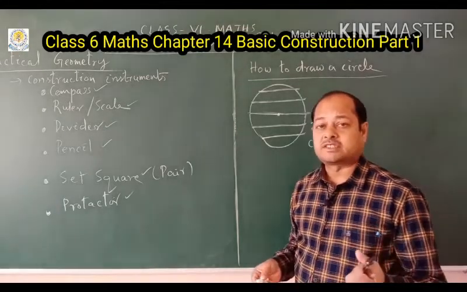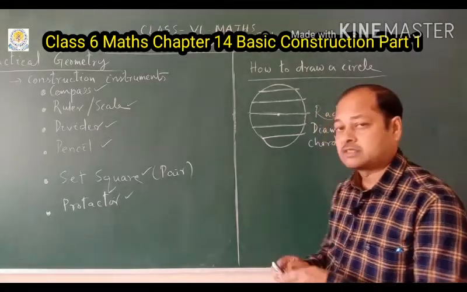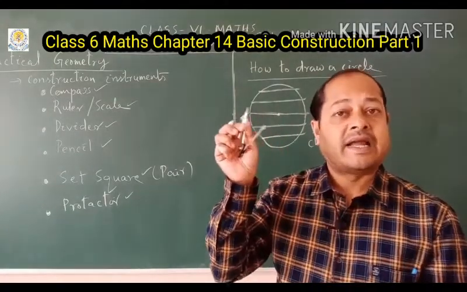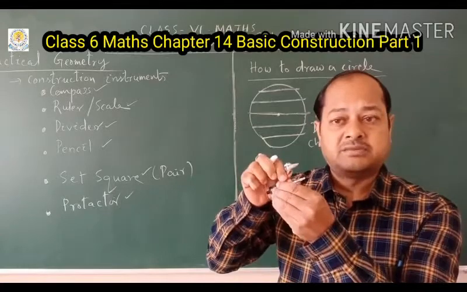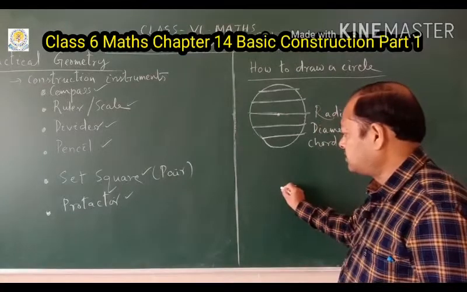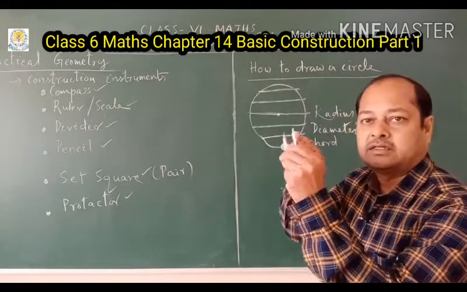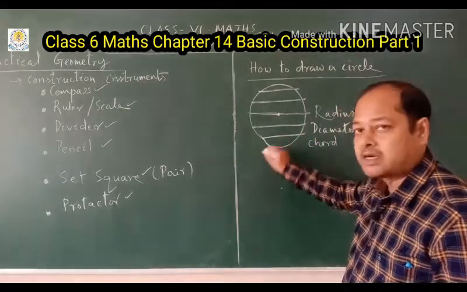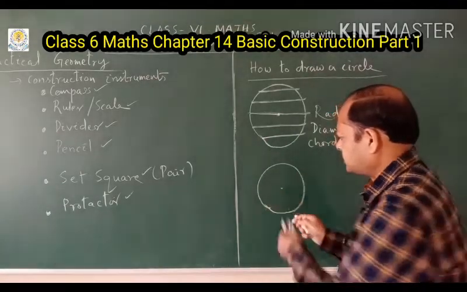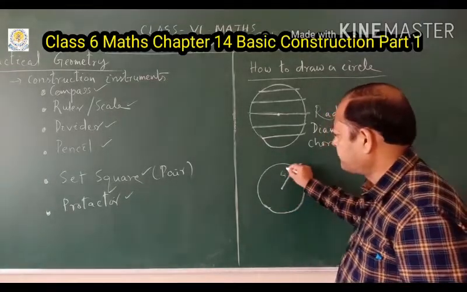Suppose a question is asking to draw a circle of 5 centimeter. First of all, with the help of a compass and a scale or ruler, measure 5 centimeter. Then using that 5 centimeter, you can draw a circle. Hold the pointed part here, and the pencil part outside. So suppose 5 centimeter is like this, you can draw like this. From the center to the outer part, we can draw the 5 centimeter circle.